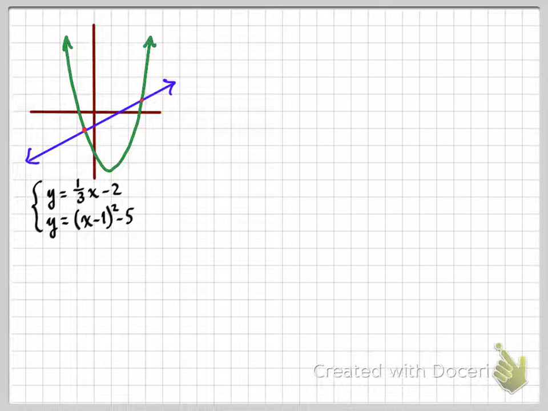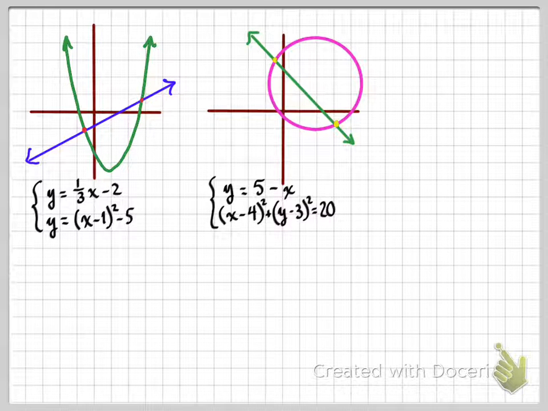It's not always necessary to think about graphs, but I think it is a very helpful way to visualize what we are doing, and as a general guideline to making sure that we find all the solutions to the system. So a line and a parabola, or maybe a line and a circle, each of those have as many as two solutions.